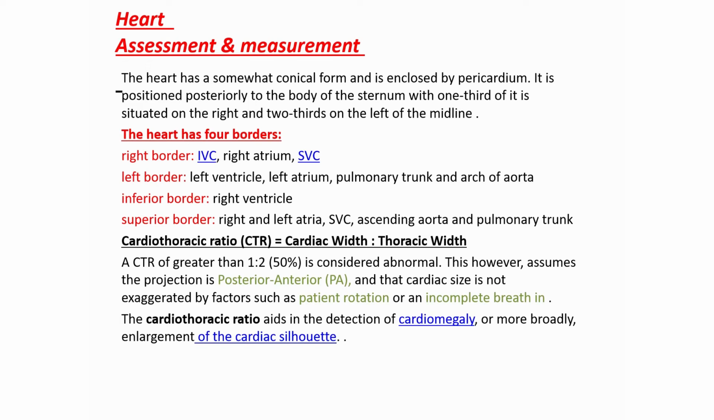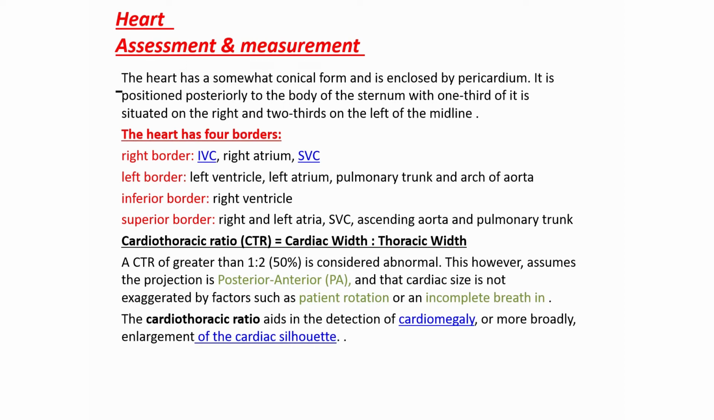Then the thoracic width is the diameter of the thoracic cage from its lateral borders, from the inner wall of the thoracic cage. Then we will divide this cardiac width by the thoracic width. Normally it should be less than 50%. This ratio should be less than 50%.